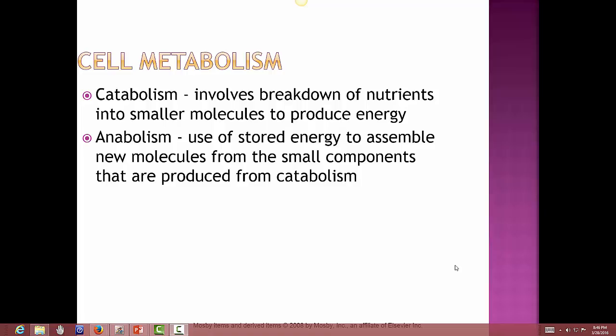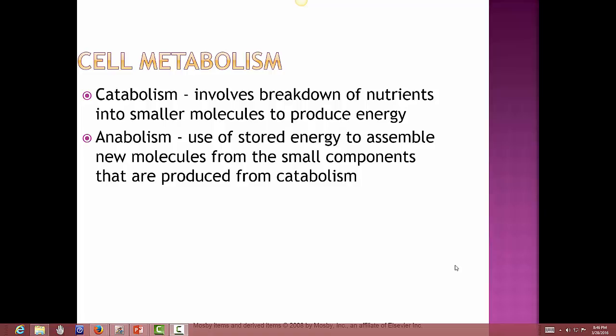With cell metabolism, there are two different things we look at. One is catabolism, which is breaking down nutrients into smaller molecules. This is usually to produce energy, or to turn a substance into a source of energy. Sometimes they'll break down proteins to make them a source of energy.